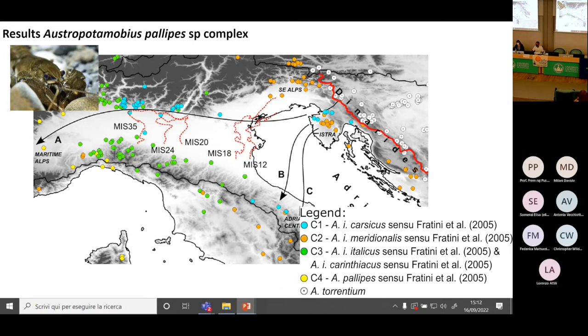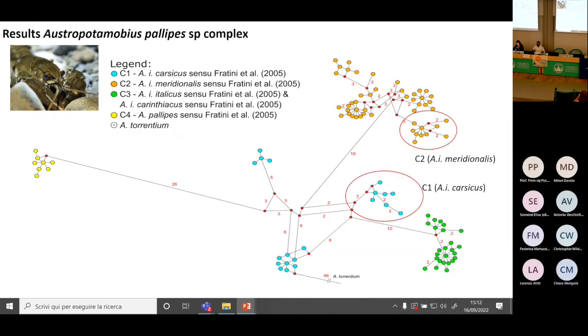And what we wanted to do is to fill the gap that was missing at that time with the populations from Croatia. You can see from this map that within Croatia we have 2 lineages of putative subspecies, Austropotamobius italicus carsicus and meridionalis. The same thing is shown on this network, so 2 different groups of white claw crayfish.